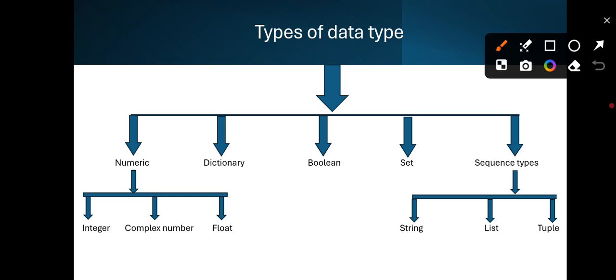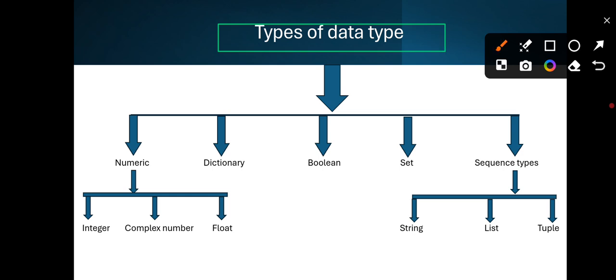The first one is: what is a data type in a programming language, Python or any other language, for example C, C++, Java. A data type is the type of data a variable stores. A data type represents the type of value the variable represents.